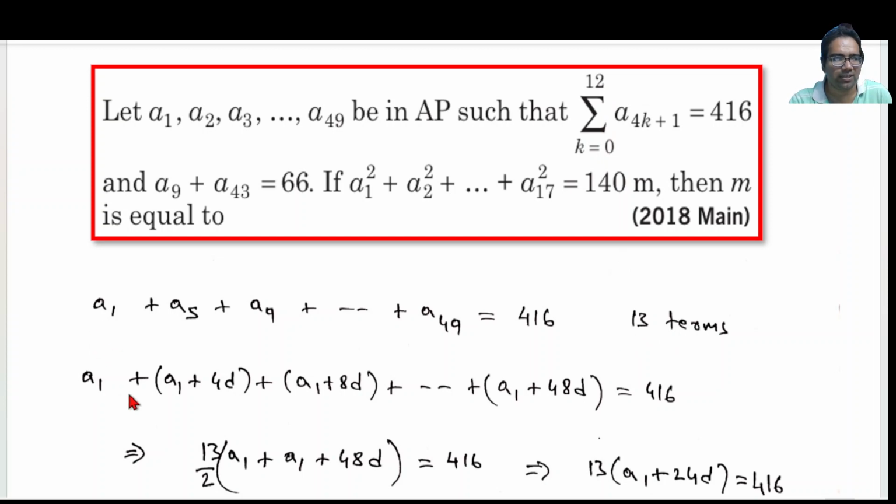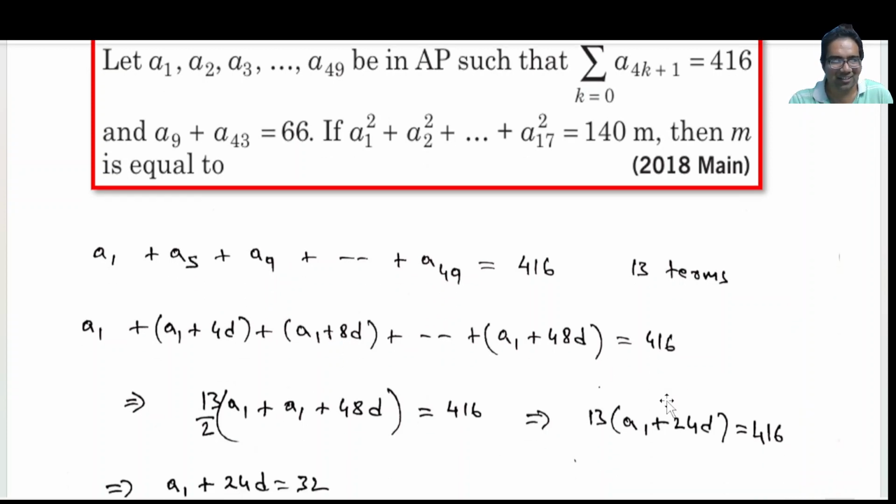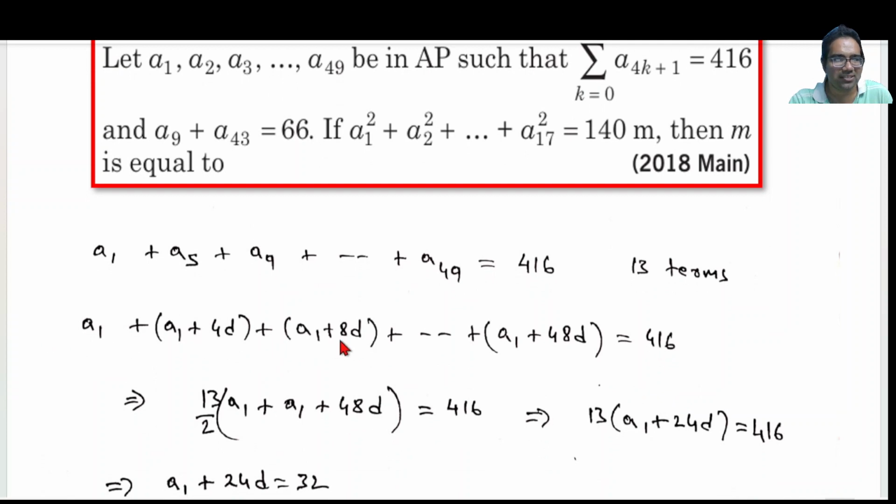Right, what are these terms? A5 is A1 plus 4D because this is an arithmetic progression. Then A9 is A1 plus 8D. Likewise, A49 is A1 plus 48D. This is equal to 416. So the common difference between these terms is 4D: 4D, 8D, 12D, 16D, likewise. So these terms are also in arithmetic progression. We have 13 terms in arithmetic progression with common difference 4D, first term A1, and last term A1 plus 48D.